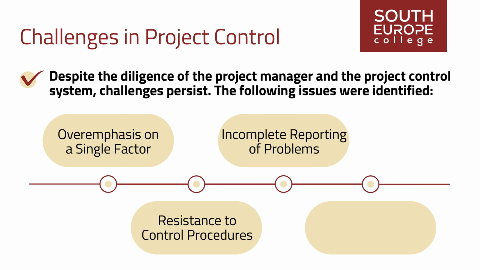Incomplete reporting of problems. Team members, aware of issues, may not accurately or thoroughly report them. Whether due to a lack of understanding or hesitation to disclose problems, the information provided may be fragmented and challenging to piece together. Bias in self-appraisal systems. Control systems relying solely on self-appraisal of work, progress, and quality can compel individuals to act defensively and provide biased information.